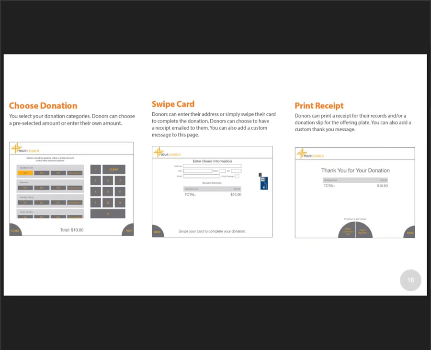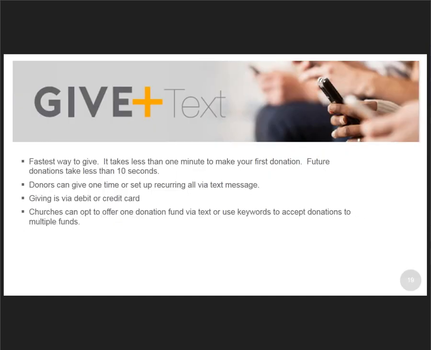So for this one, it's basically 3 screens. They choose their donation amount. Again, as the church, you're going to choose your giving categories. You can change them as you want to. So if there's a disaster that happens on Saturday and you want to raise funds for it on Sunday, you can put in that fund right before service and it'll appear on the app right away. The donor chooses their donation, swipes their card, and then they can do their receipt and their offering plate flip.